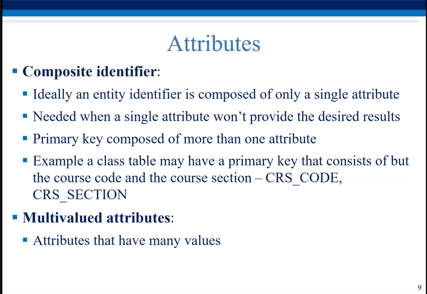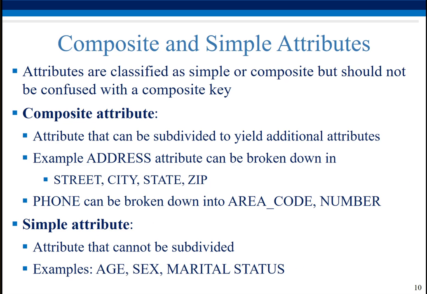A composite identifier is basically one that is composed of more than one attribute. Ideally, you want it to be one attribute, but there are times when one attribute is not going to provide the desired result, so you have to have a composite one. For instance, a class may consist of the course code and the class section. You can't just use the course code because, for instance, in this class, IT 426, there could be 3 or 4 classes of this going on at the same time. So we can't use that as a primary key. And again, multi-valued attributes have many values, and I'll explain that in a little bit.